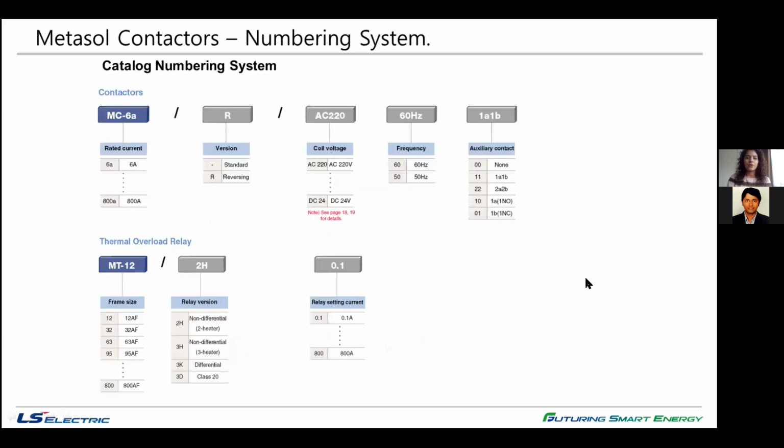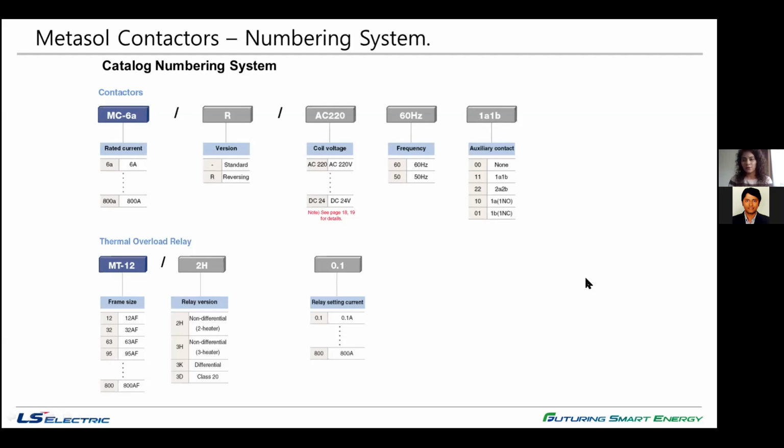Now we will move on to the numbering system. Now MetaSOL contactor series is denoted by the standard name MC series. So that's how it got the name. So MC series, with the next you select is the rated current, whichever ampere range that you would like to select. Next is the version. If you want the standard or the reversing contactor, you select that. Next is coil voltage, if you want AC or DC coil, frequency 50 or 60 hertz, and lastly auxiliary contact. So as you can see, it's very easy selection. You can select however you would like based on your application.